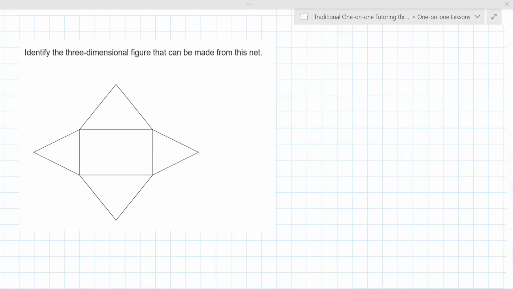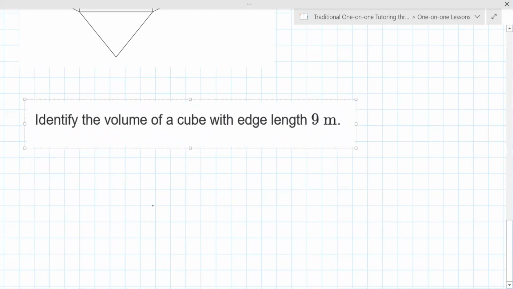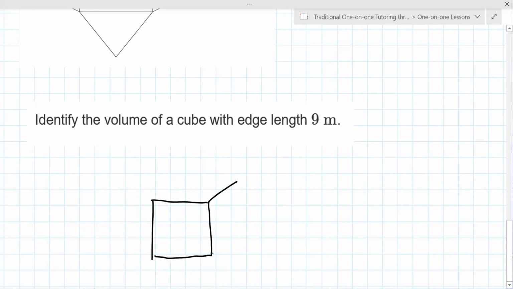So next question here. We're moving away from the ones that are visual, to the ones where we have to make a drawing each time. It says identify the volume of a cube with edge length 9. So there's the front face, 9, 9, and 9. What's the volume here? 9 times 9 times 9. 729. Good. Meters cubed. Perfect.